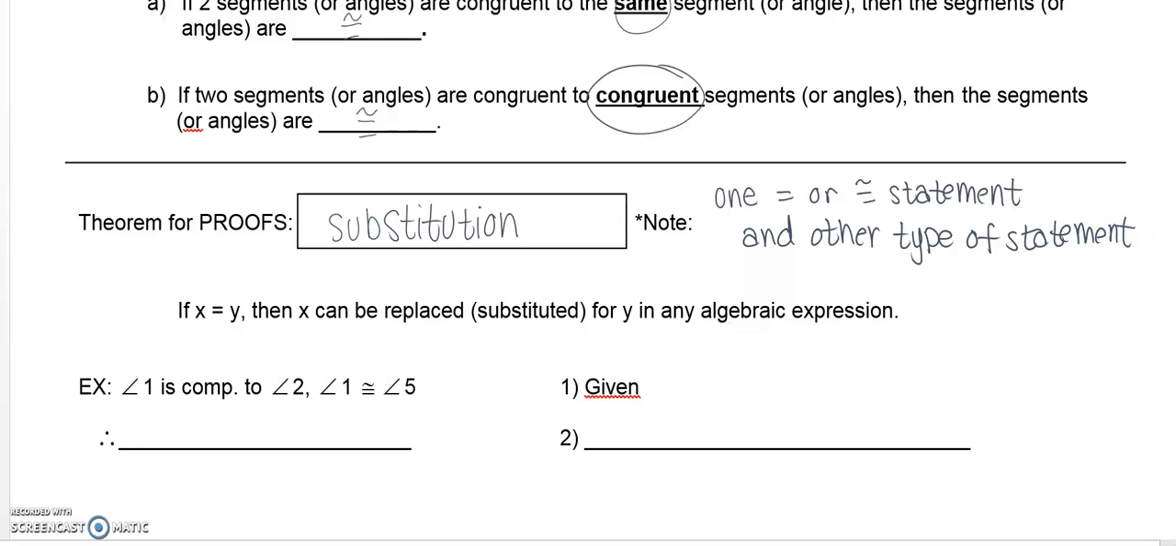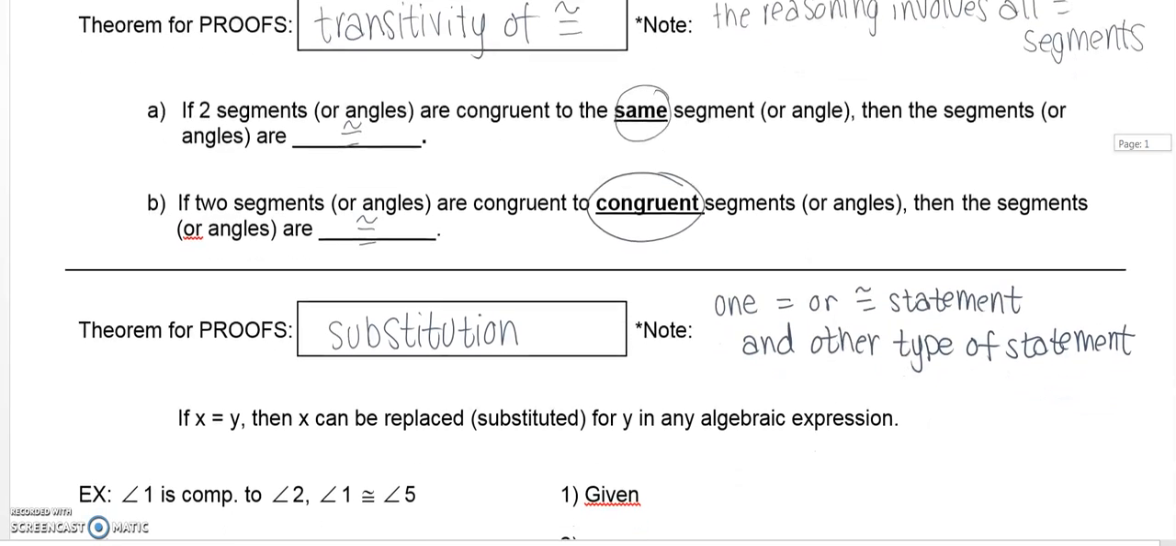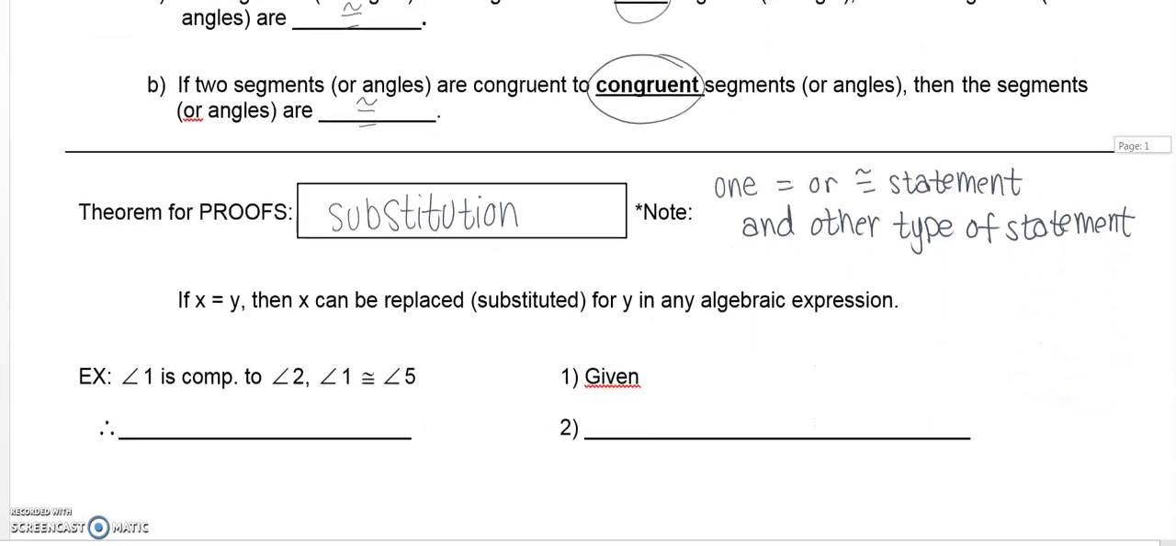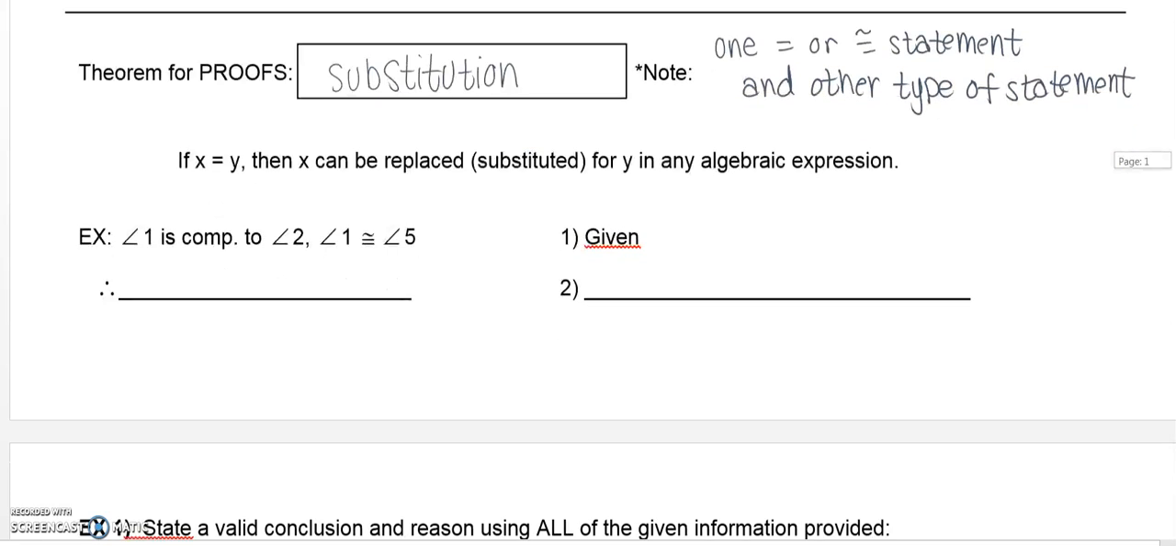Okay, so let's do an example of this. These are the two things that you'll use in your proof: substitution or transitivity of congruence. Those will be in your reason column. If x is equal to y, then x can be replaced or substituted for y in any algebraic expression.